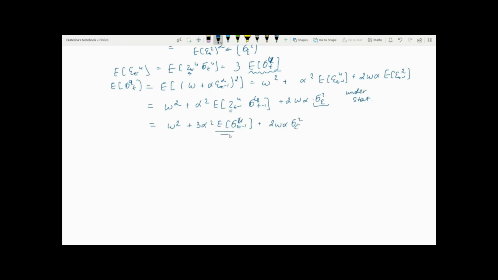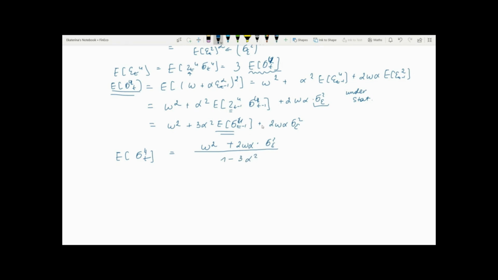We now assume the same stationarity again and write down the expected value of sigma to the power of 4 as omega squared plus 2 omega alpha, and then the unconditional expectation of the epsilon squared, and we divide it by 1 minus 3 alpha squared.